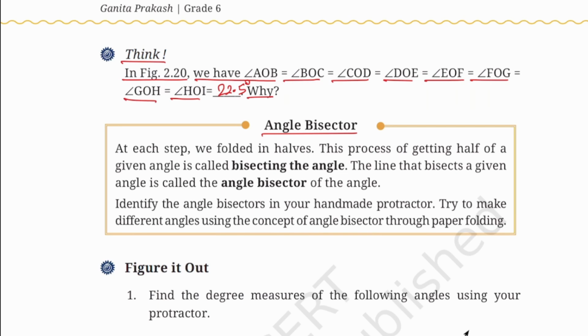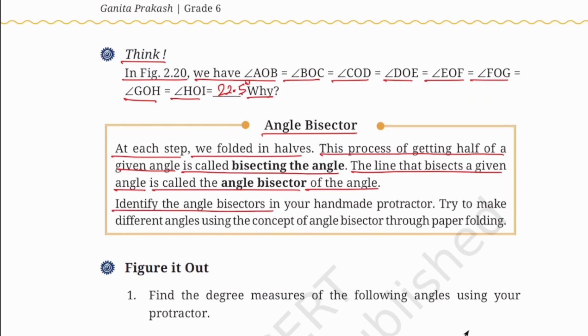Angle bisector. At each step, we fold it in halves. This process of getting half of a given angle is called bisecting the angle. The line that bisects a given angle is called the angle bisector of the angle. Identify the angle bisector in your handmade protractor. Try to make different angles using the concept of angle bisector through paper folding.